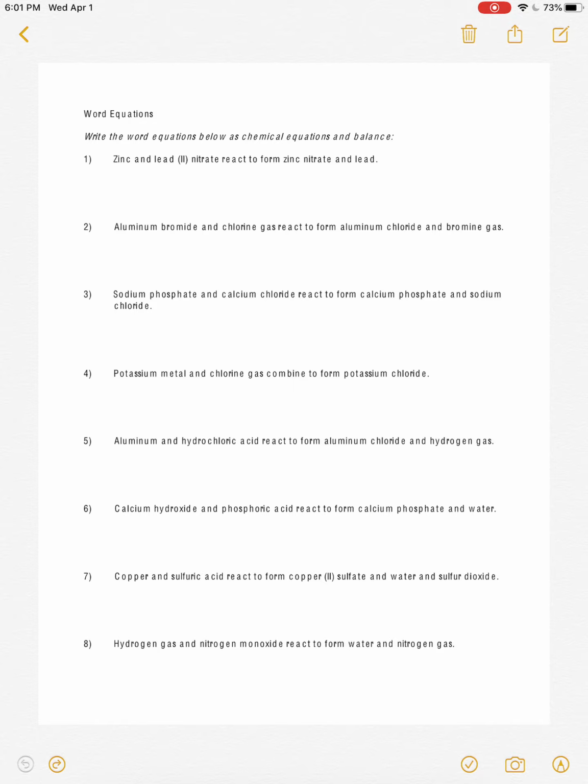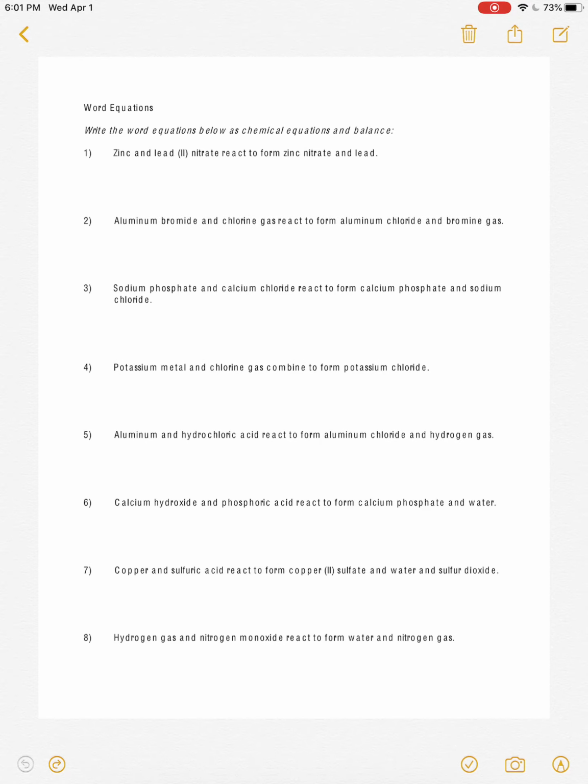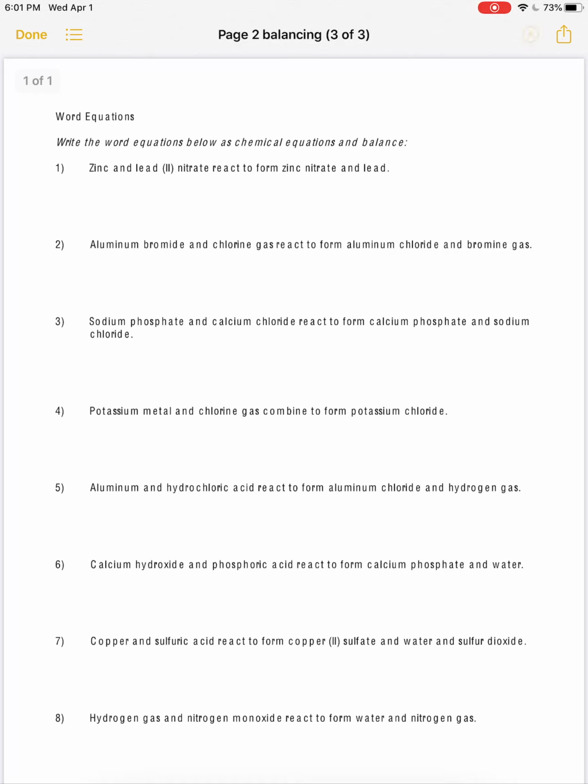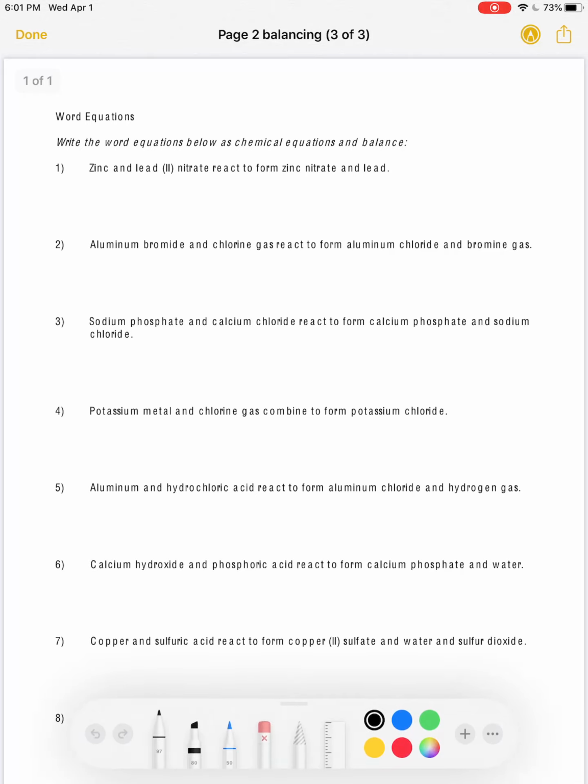We've got aluminum bromide. So aluminum I know is a +3, with bromine is a -1. So it's going to be AlBr3. And chlorine gas. Remember, chlorine is one of those Brinkelhoffs. Cl2. React to form, that's an arrow. You learned that last week. Aluminum chloride, again, aluminum is a +3, AlCl3, and bromine gas, Br2.